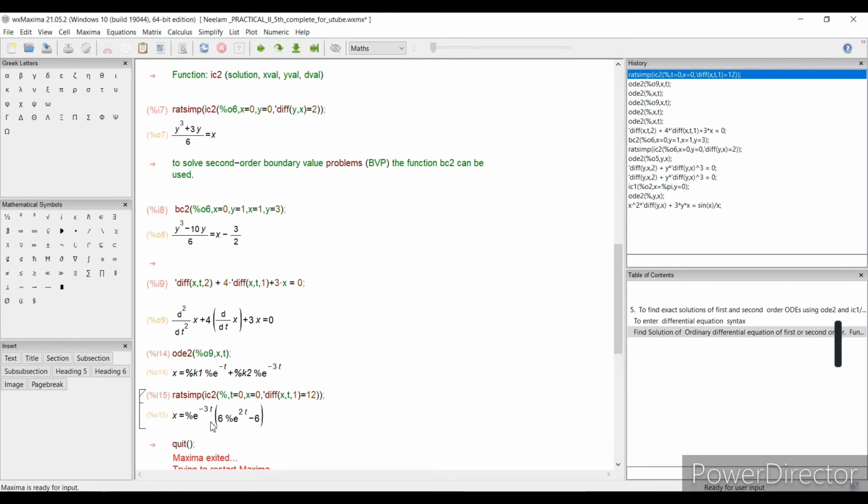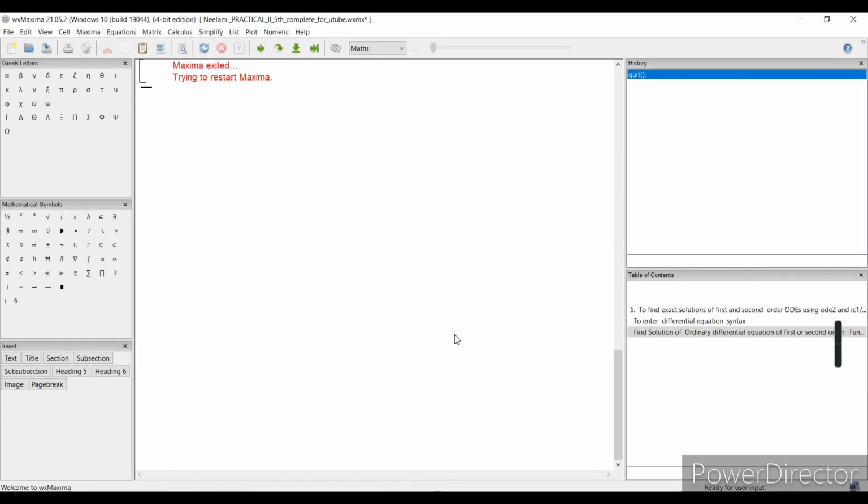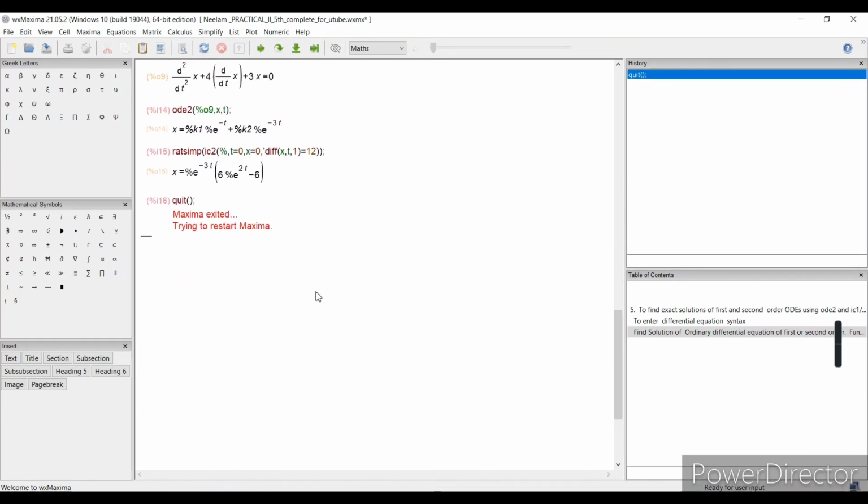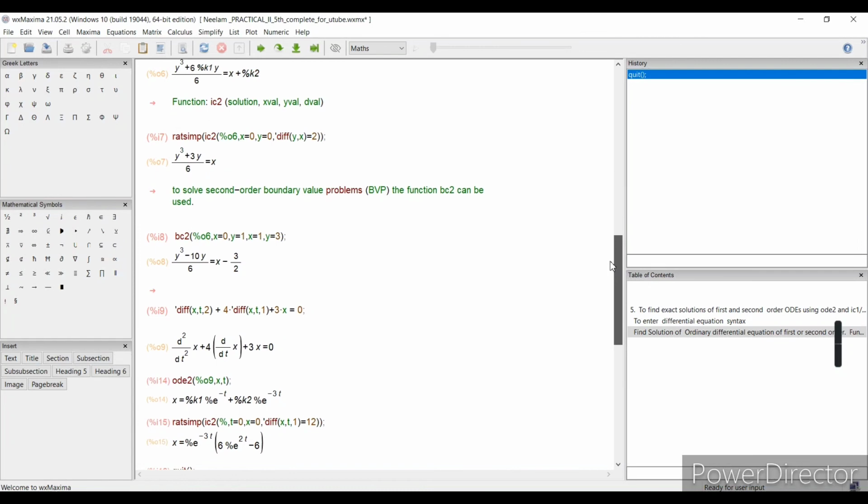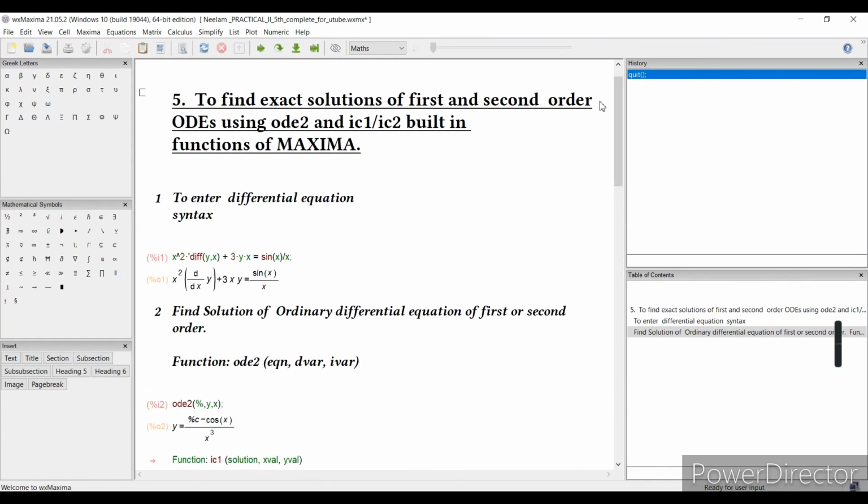Okay, so this is how to find the solution of a differential equation of first order and second order in Maxima software using the inbuilt functions ic1, ic2, and bc2 for boundary value problems. So you practice more questions as I gave you in the assignment, and lastly you will quit and shift enter. So here it shows that Maxima exited and is trying to restart Maxima. If you want to do it again, you will write from the beginning. So it's your program to find the solution of first and second order ordinary differential equations. Practice more questions from your book. Thank you so much for watching.